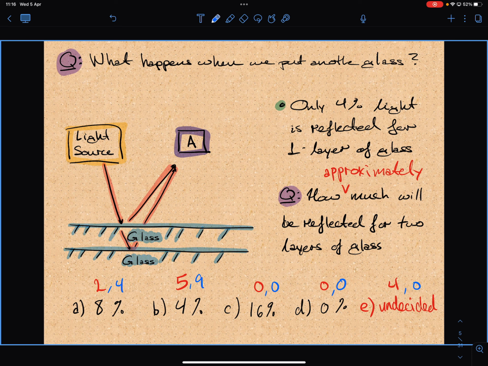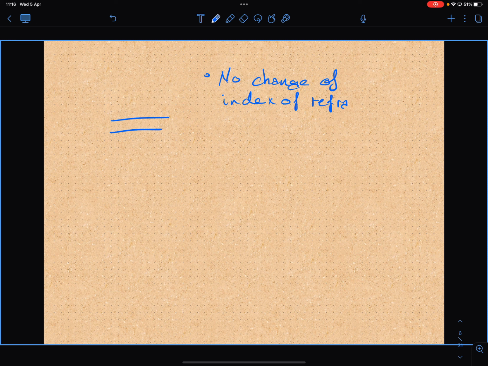Does anyone want to share the mechanism that they think is happening here to give either A or B? Ben, come in. So from a physics perspective, if they're the same sort of glass, two layers directly in contact with each other, we're not changing the index of refraction as we cross from the first layer to the second. And so at least in an idealized sense, there wouldn't be any reflection at that interface. It's sort of like having just one chunk of glass.